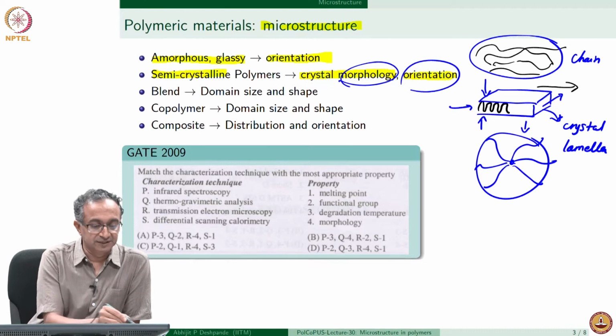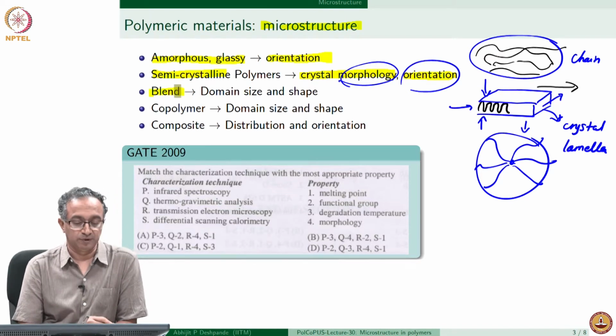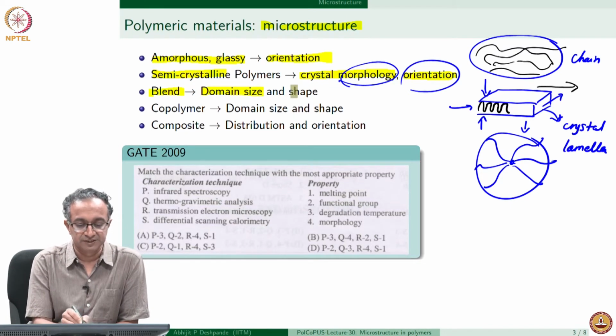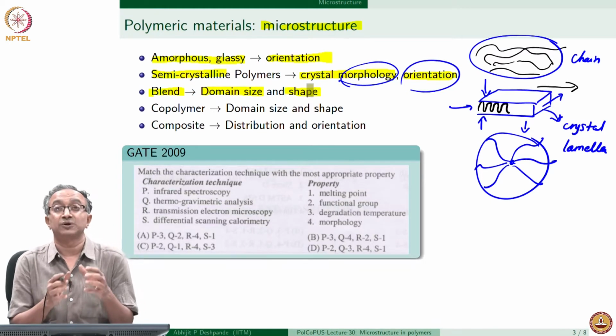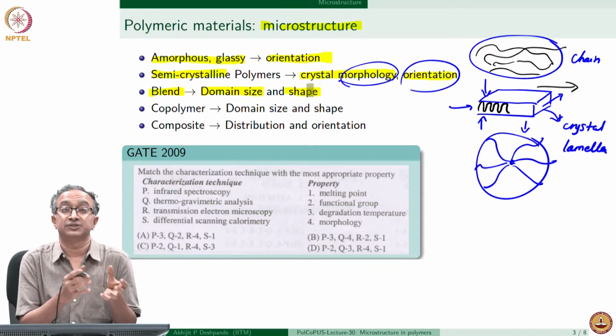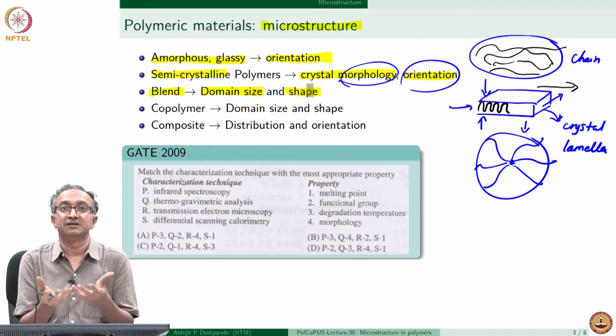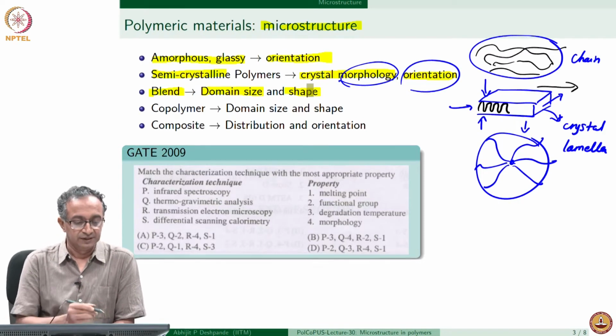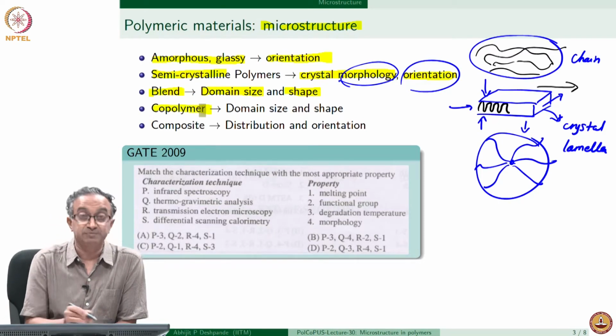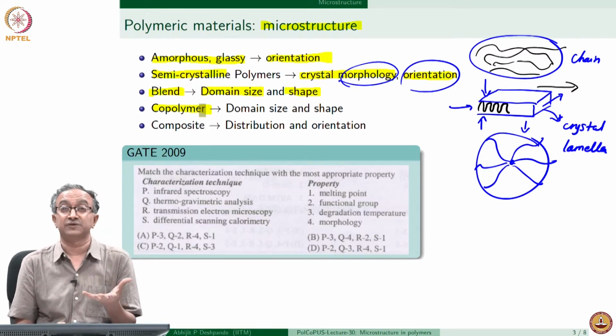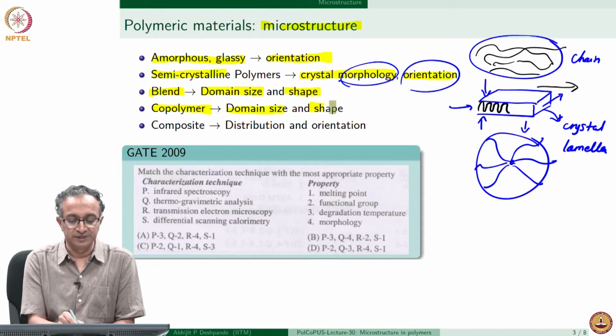Now, if we mix the two polymers, as we saw in case of polymer blends, and we have partial miscibility or immiscibility, then what are the sizes of the A-rich or A-lean phase? Or if A and B are completely immiscible, then what are the domains and shapes of A and B? Similarly, in case of a copolymer, especially when it's a block copolymer or a graft copolymer, then again, what are the domain sizes and shape?